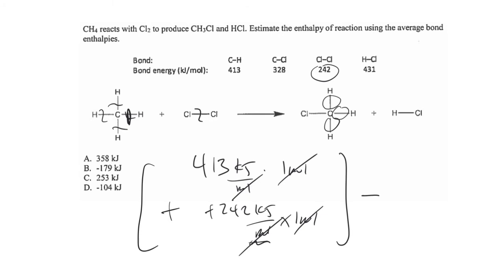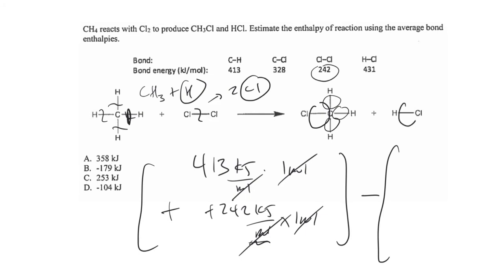So that makes my fragments. So that breaks this into 2 chlorines. That breaks this into a CH3 plus H. And then we just simply pair these together. We take an H and a Cl, make a bond, and we take a Cl and pair it with the CH3 and make a bond. So we're making this bond here, and then this bond here. So a carbon chlorine is 328 kJ per mole. We're making 1 mole of that bond.